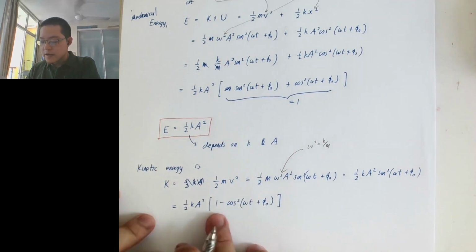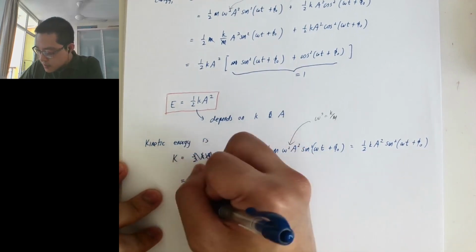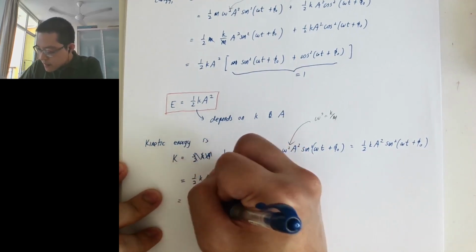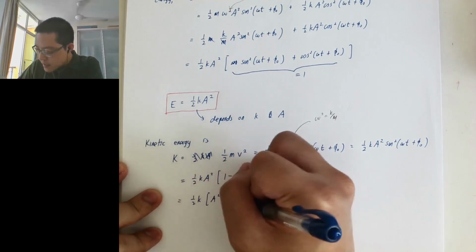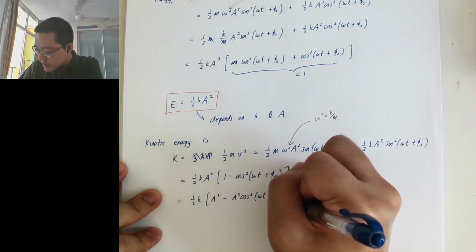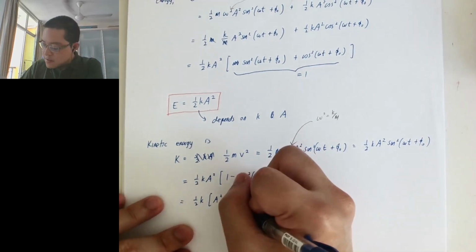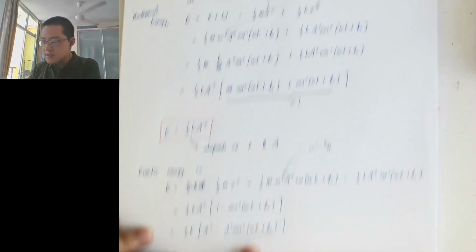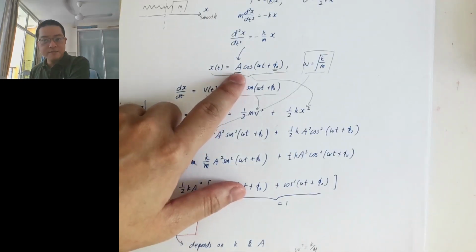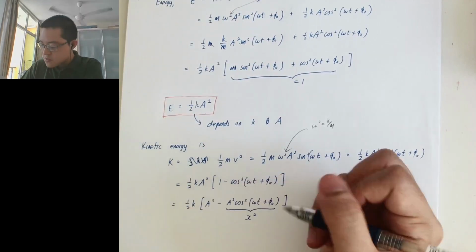Okay, so I got this, and let's see what happens if I put the A squared inside. So I got half k, and then I got A squared minus A squared cos squared (omega t plus phi). Okay, so do you recognize what this is? This is actually just the position, right? It's just the position squared, so it's just the square of x. So this whole thing is x squared.